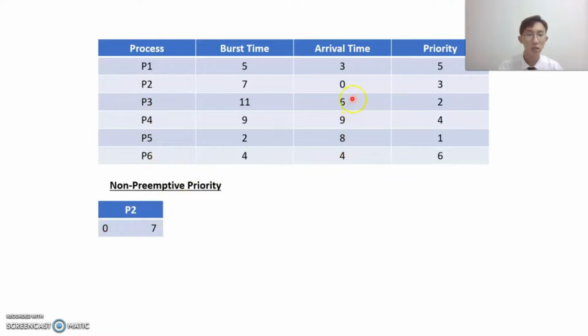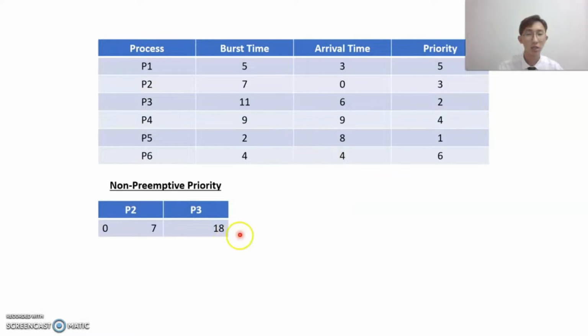Okay, so the next, at 7 millisecond, process 1, 3, and 6 have already arrived, but the others haven't arrived yet. So the processor will depend on the priority. Process 3 has the higher priority, which is the second priority. So the processor will run process 3, and process 3 will take 11 millisecond burst time. So 11 plus 7 is equal to 18. So process 3 will end at 18 millisecond.